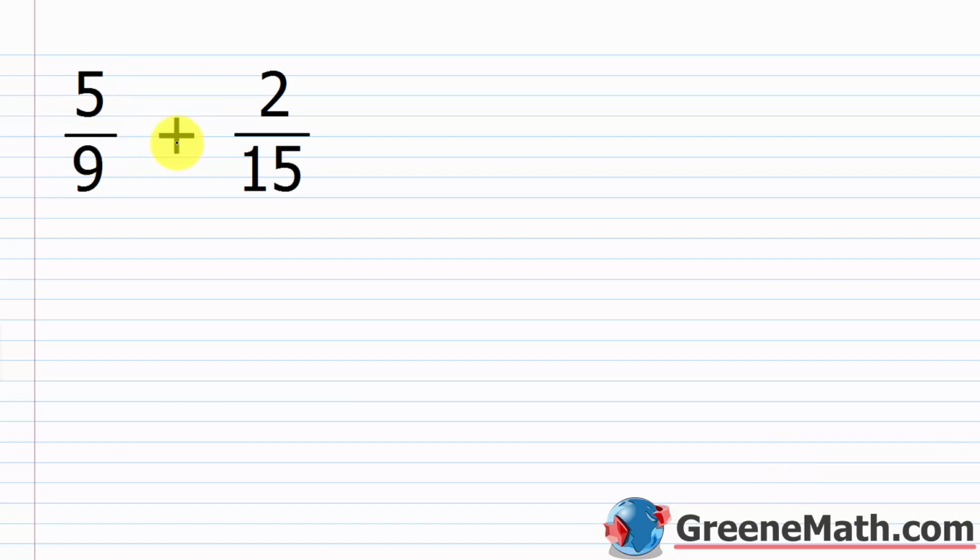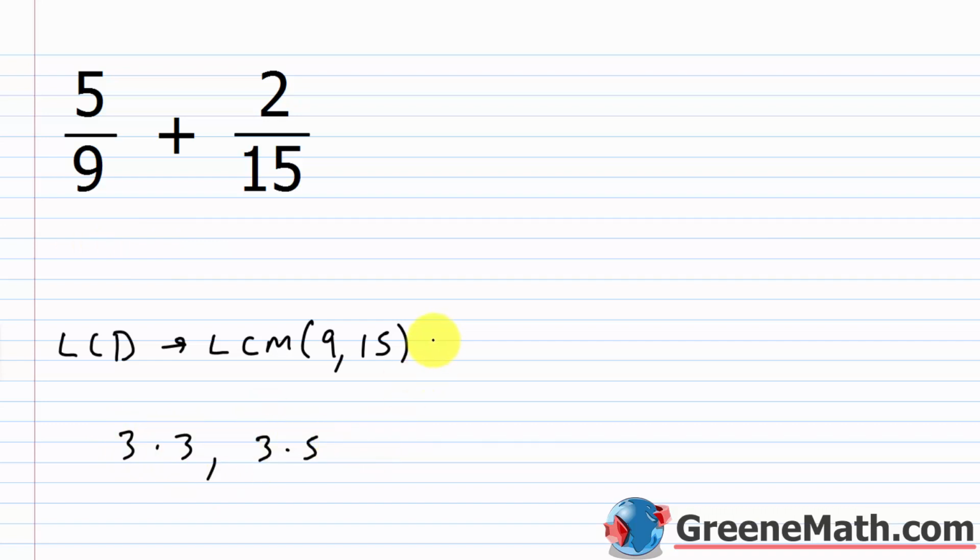Essentially, if I have 5/9 plus 2/15, to find the LCD, I want the least common multiple of the denominators. So I want the LCM of 9 and 15. And I just find that by factoring each, right? So 9 is 3 times 3, and 15 is 3 times 5. And all I want to do is put in each prime factor from each of the factorizations.